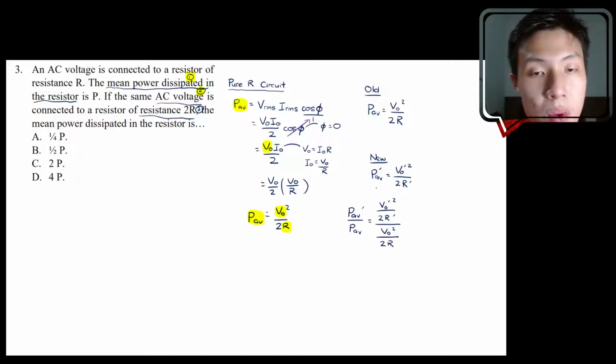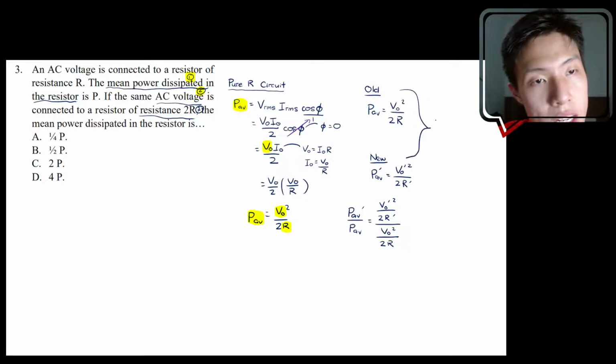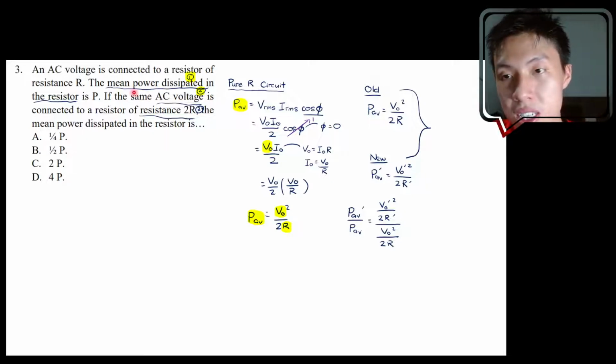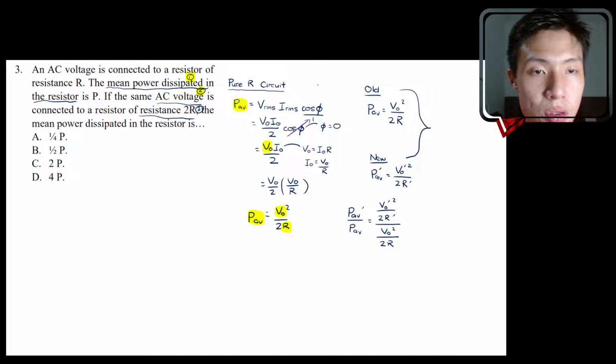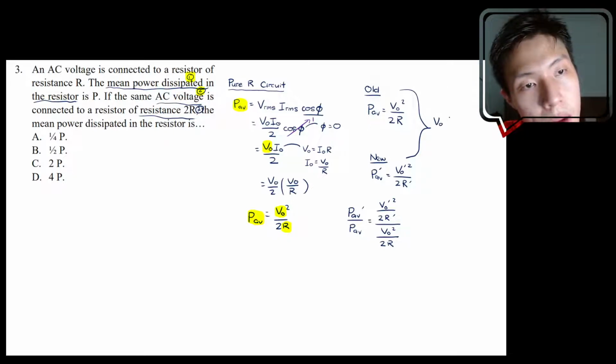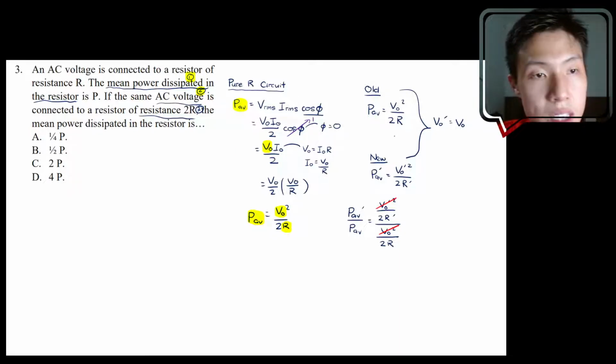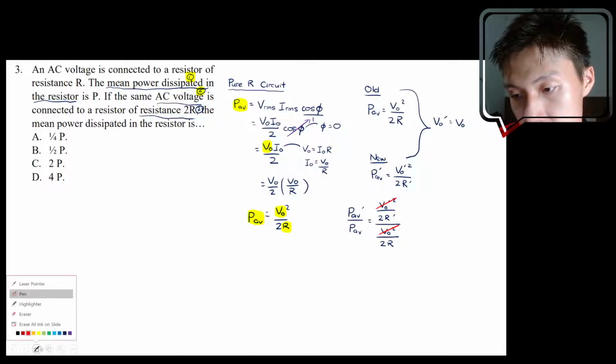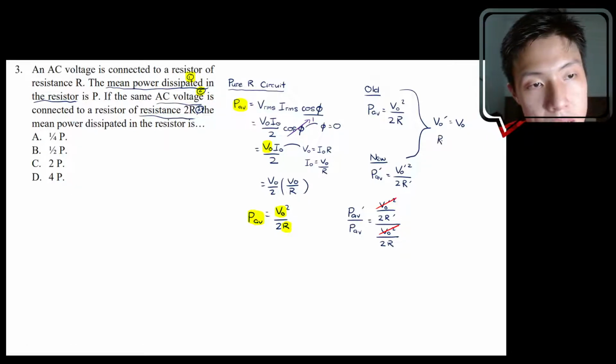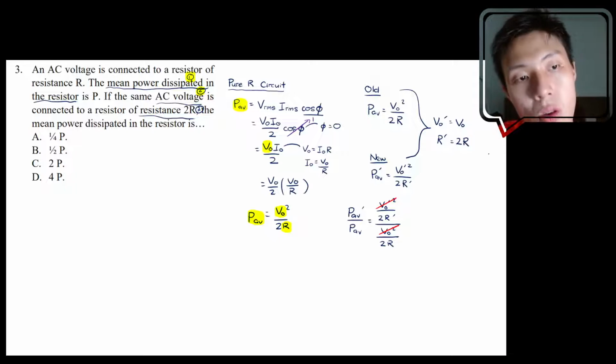Okay, so this is the part where you need to understand the relationship between the old and new. Between the old and new, you know that the peak voltage never changes because it's the same AC voltage. You are not changing the AC voltage. So the original peak voltage will also be the same as the new peak voltage. So in that case, you can cancel this V out. Then the next thing that we know is that the new resistor is twice the value of the old resistor. So you can see that R prime, the new resistor, is equal to 2 times the old resistance.